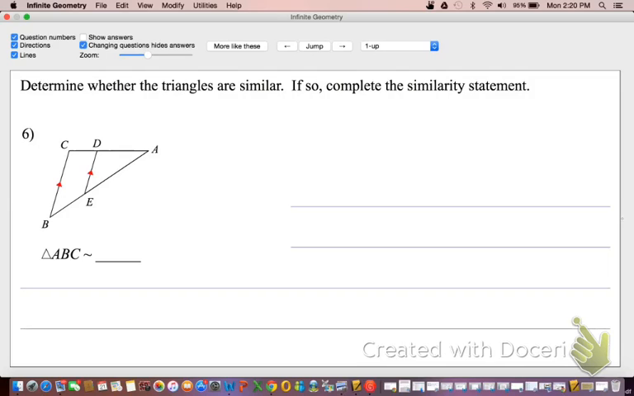Okay, again, if a line is parallel to the base of a triangle and reaches both the other sides, then we say that it is similar. So just go with the precise order. ABC would have to correspond with triangle AED, and similar, you can say.